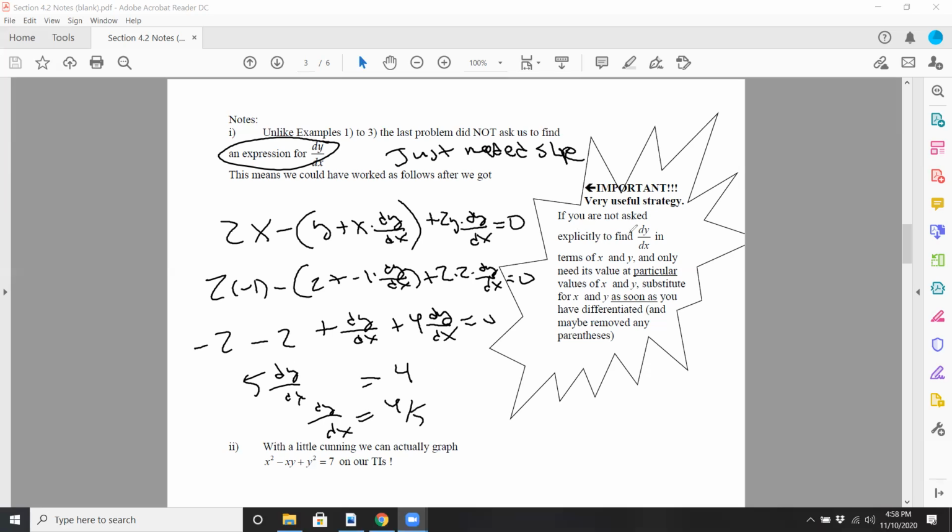So if you're not asked to explicitly find this derivative, I mean, you're not asked directly to find dy over dx in terms of x and y, and only need its value at a particular value of x, like the slope of a tangent line, then you can just substitute for x and y as soon as you've differentiated both sides and removed all parentheses. Or before you remove parentheses, I guess you could distribute, but after you do the derivative.